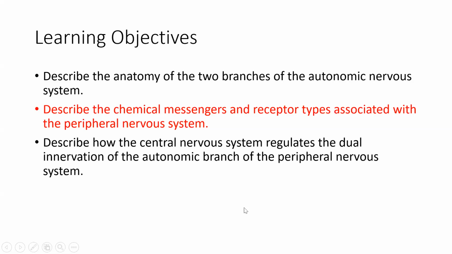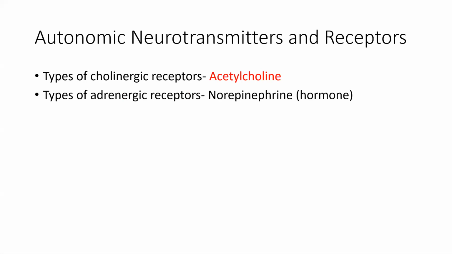So our second objective is to describe the chemical messengers and the receptor types associated with the peripheral nervous system. This is really going to borrow from a discussion we had previously about two types of receptors. In our previous unit, we talked about fast and slow receptors. You're really going to want to call on that information as we describe the autonomic neurotransmitters and their various receptors.